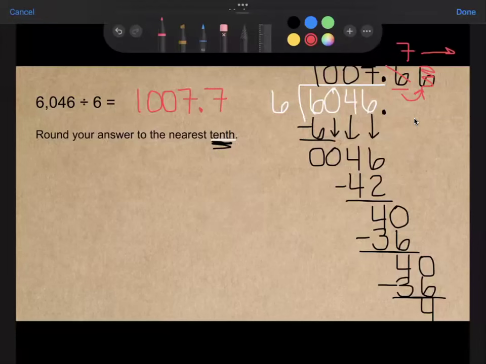And again, you may be asked to round it to different place values. Sometimes it'll be whole numbers. Sometimes it'll be hundredths or thousandths. So that's why you can stop once you get that number that you're rounding to, plus one more so you can see what it would round to.